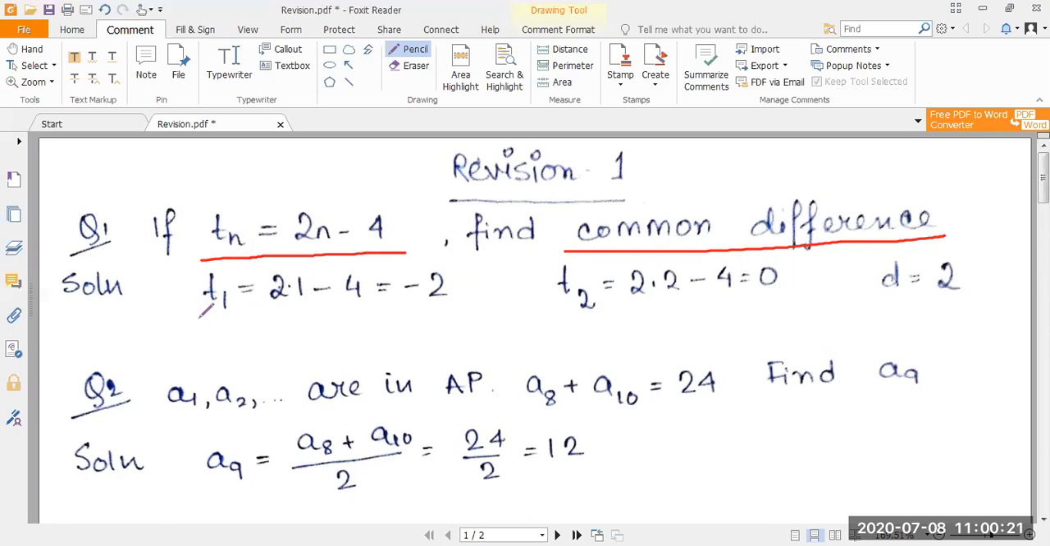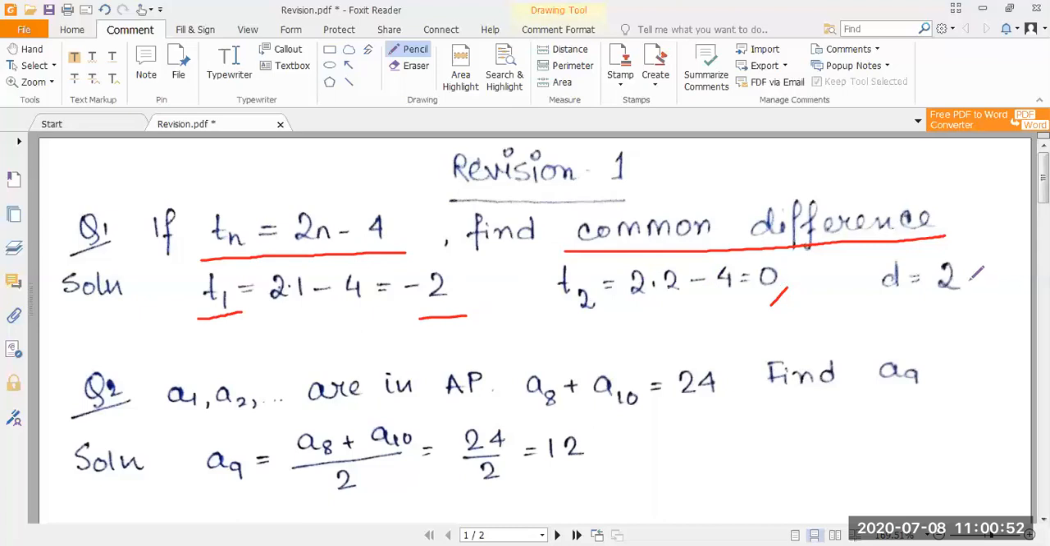So you see, I first found the first term of the arithmetic progression. I put n equal to 1 on both sides of this expression, and I get t1 equal to 2 into 1 minus 4. That gives me 2 minus 4, which is minus 2. Again, I put n equal to 2 in the general form, and what I get is t2. I've replaced n with 2, equal to 2 into 2 minus 4. So that's 4 minus 4, which is 0.